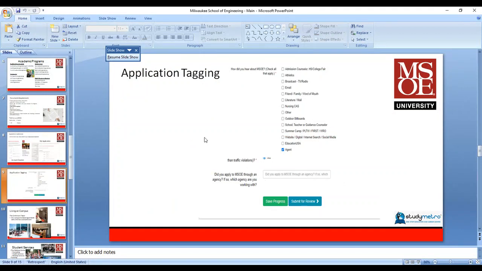For application tagging, at the bottom of the application, once you complete it, you will find a page on which you have to mention the agent, and at the end you have to mention the name of the agency you are working with.